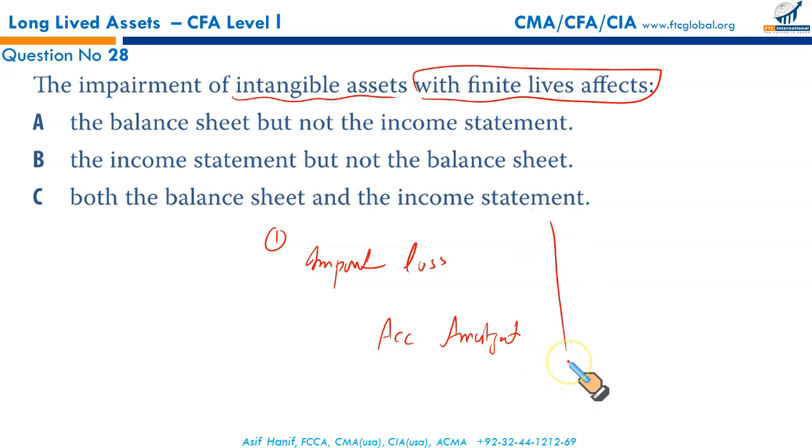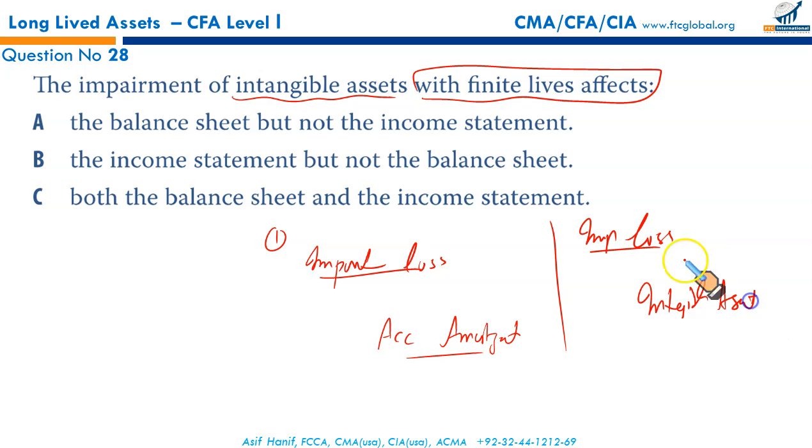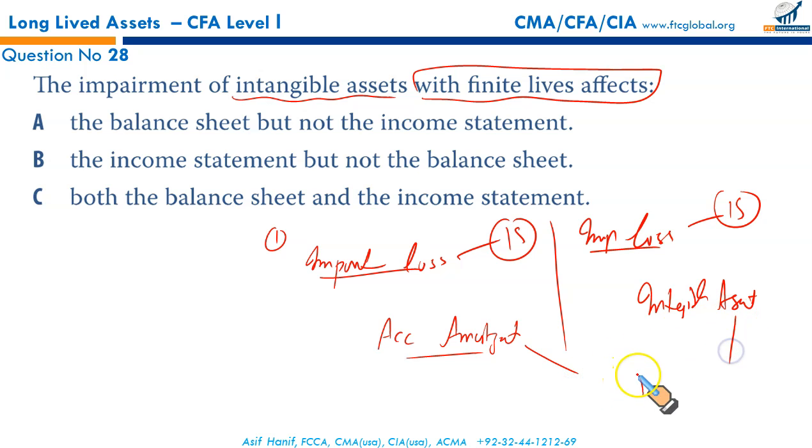This is the first way. Or second, we can simply charge the loss as impairment loss and reduce the intangible asset itself. So either it's going to be loss versus accumulated amortization, or impairment loss versus the intangible asset itself. In both ways, this part goes to the income statement as a loss, and this part, accumulated amortization or the intangible asset, goes to the balance sheet. So in both cases, the income statement and balance sheet are both affected.